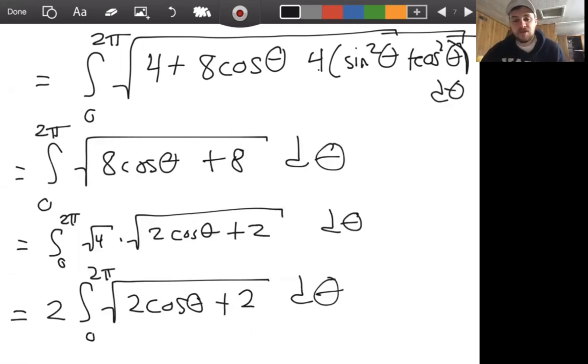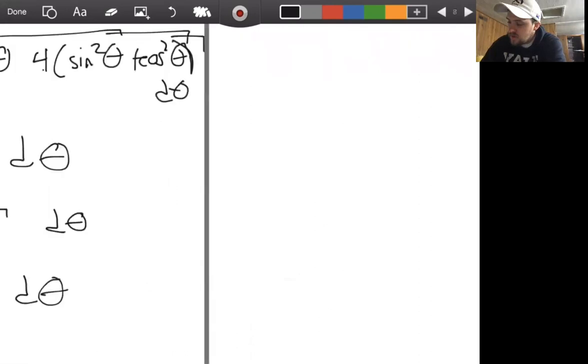And at first this looks a little tricky, but the reason I picked this problem is because I want to go over a trick that can be used to solve an integral that is of this form here. We have 2 cosine theta plus 2 under the square root. If you have something of this form, we can actually use a trig identity to our advantage. So let's remember the following trig identity here.